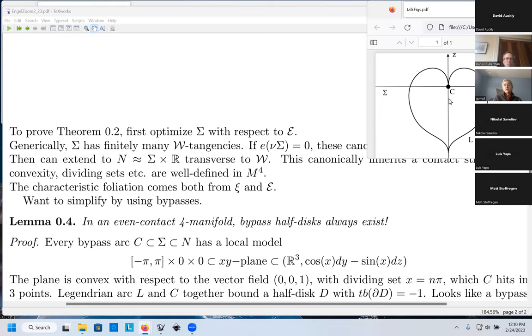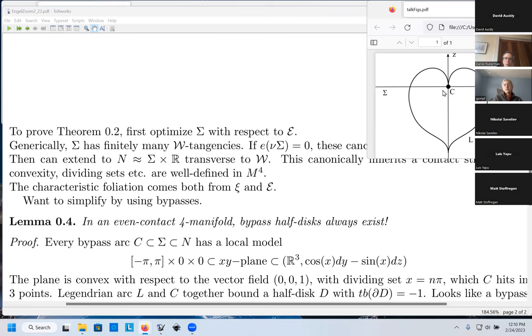If you think about it carefully, if you want to push off a parallel copy using the contact framing, it turns out these two cusps basically cancel each other out, but then there's a full twist coming from this full twist in the contact structure. So in fact, that is almost the bypass disk.